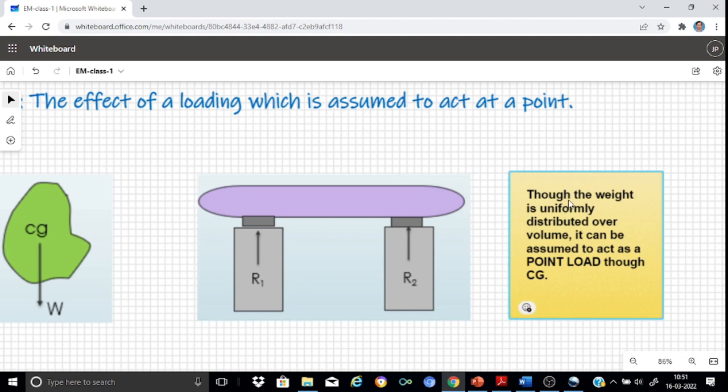Here is another important note. Though the weight is uniformly distributed over the volume, it can be assumed to act as a point load through the CG. We make use of this point load assumption for a variety of calculations that we will be performing in the coming classes.